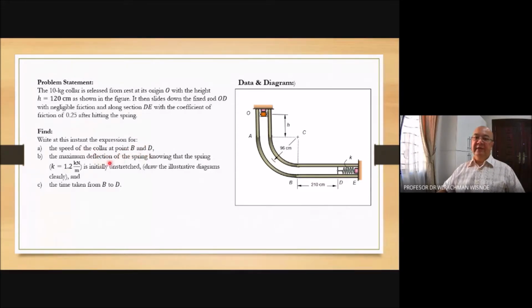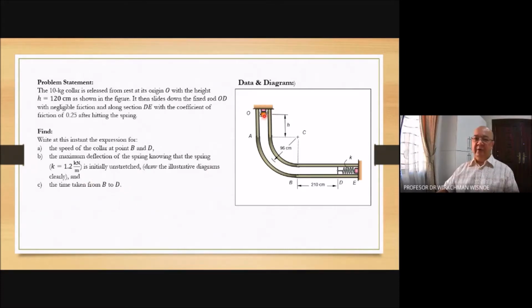Determine the maximum deflection of the spring, knowing that the spring with k equal to 1.2 kilonewton per meter is initially unstretched. Draw the illustrative diagrams clearly, and find the time taken from B to D.